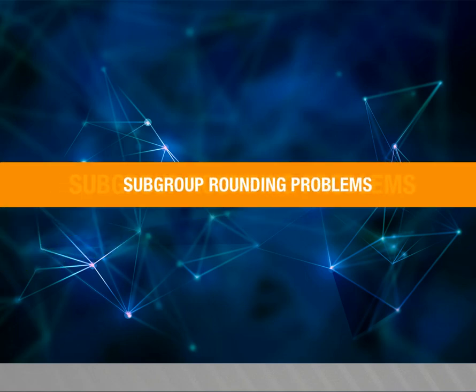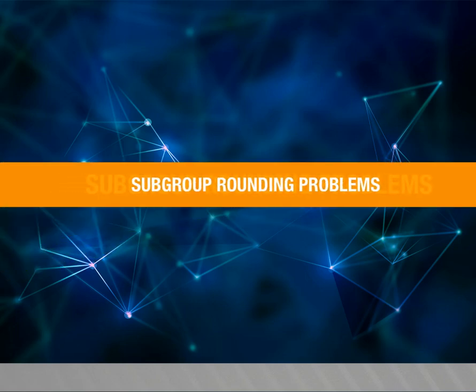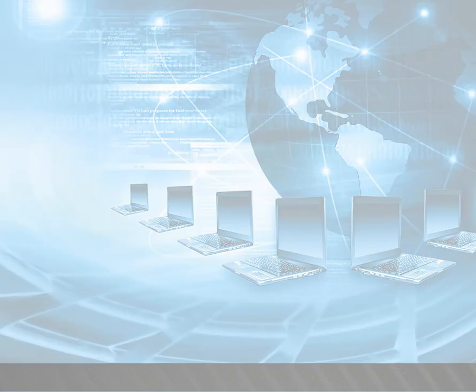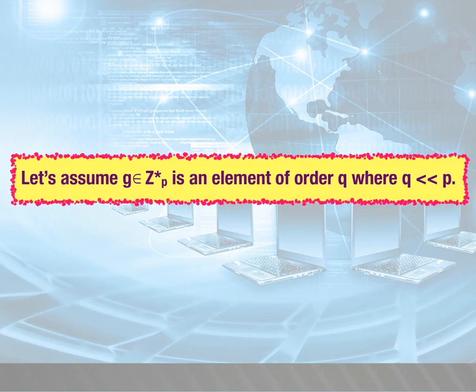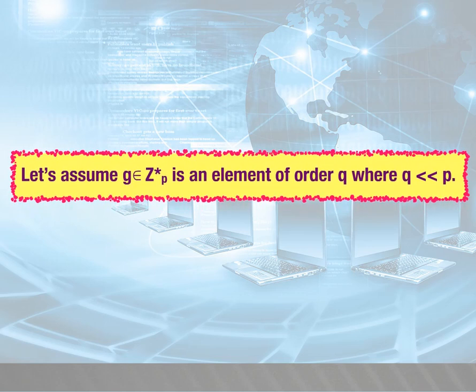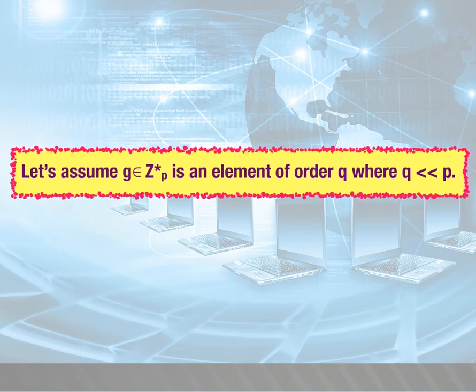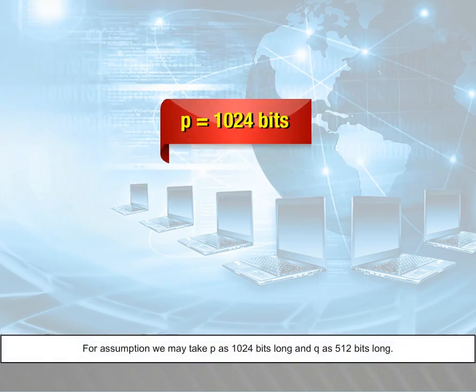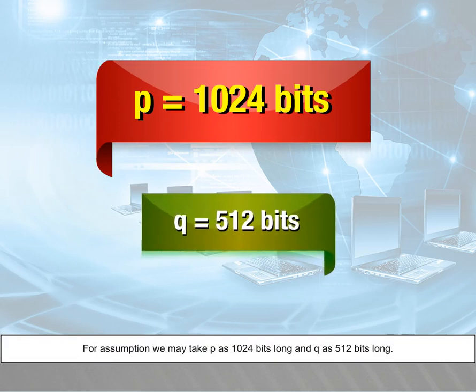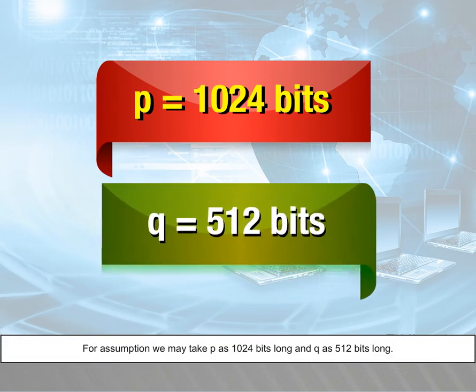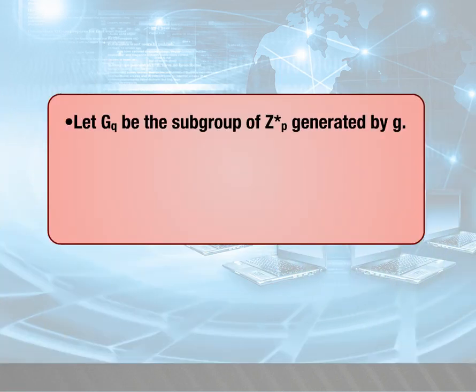Subgroup rounding problems. In this video, we are going to see about subgroup rounding problems. Let us assume g, an element of Zp*, is an element of order q, where q is much less than p. For assumption, we may take p as 1024 bits long and q as 512 bits long. Let Gq be the subgroup of Zp* generated by g.